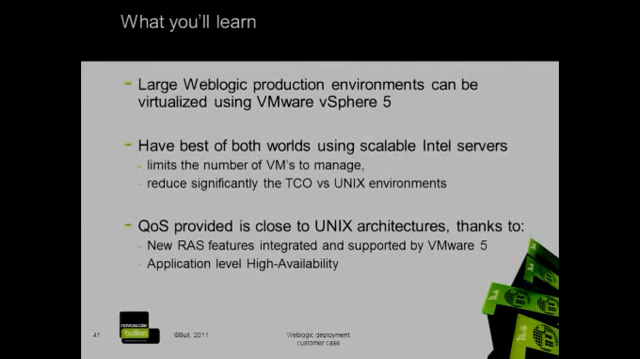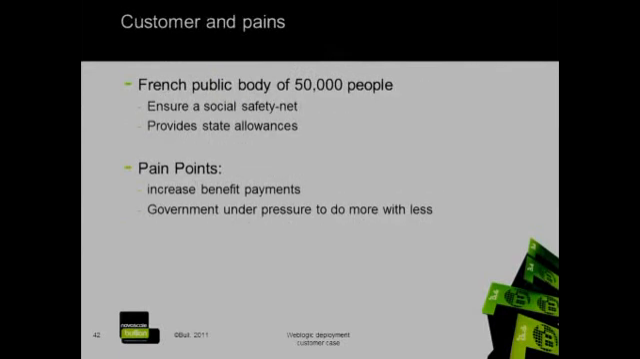Justin just mentioned that having the best performance is being obtained with 2 vCPU Java deployment. So I'm going to show you that in this environment we use a different kind of architecture specifically to reduce the TCO, because deploying a large number of virtual machines means a lot of maintenance and therefore an extra burden for you guys. A quality of service which is close to Unix environments thanks to new RAS features and, of course, application high availability. So this customer is a 50,000 user French public body.